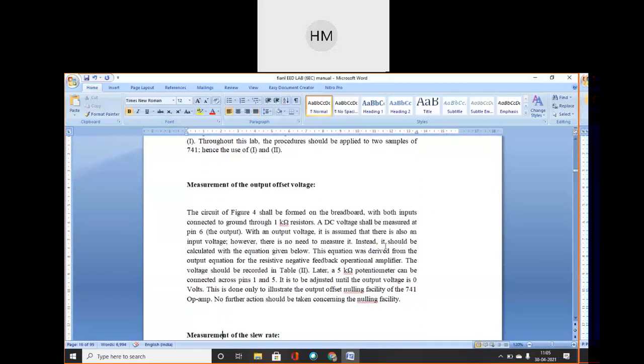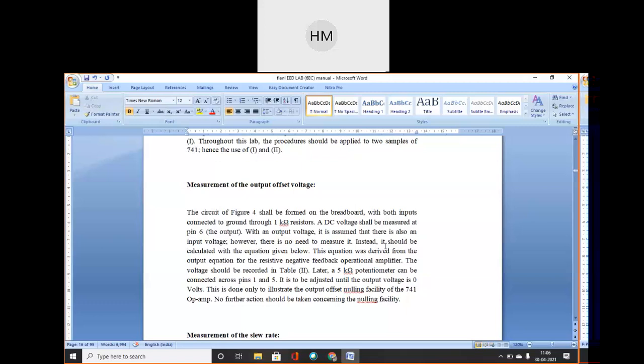Measurement of output offset voltage. Why am I calculating offset voltage? See, if in any project you are using these ICs, you should know the exact offset values of these ICs, so that you can nullify those offset values. Otherwise, whenever we use these ICs in a practical setup, this offset will be added and you will get some distorted output. You won't get exact outputs.